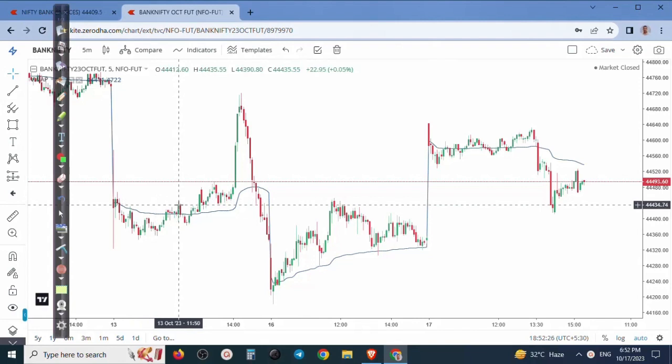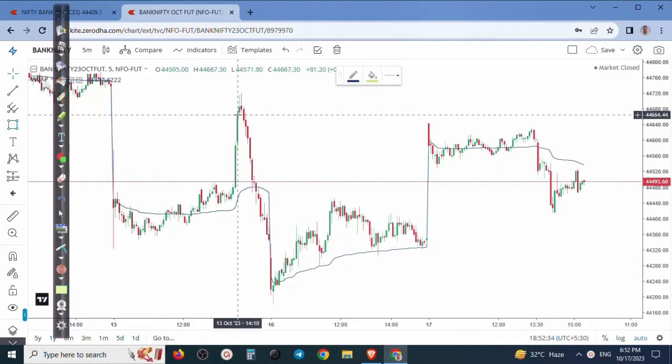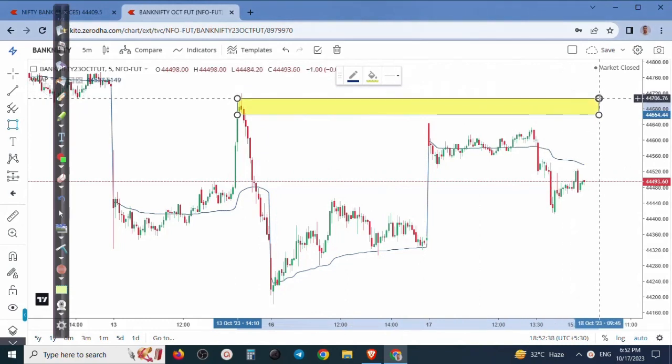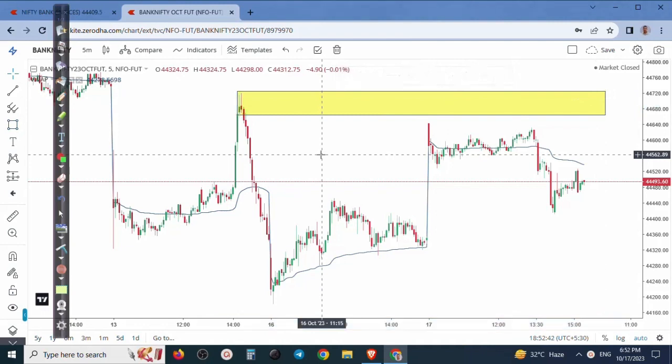Alright guys, what we discussed yesterday. So yesterday I told you that we were looking for a short in this area. So let me show you. Here you can see this is called a supply zone. Now you can see I have drawn a zone here. This is called a supply zone.